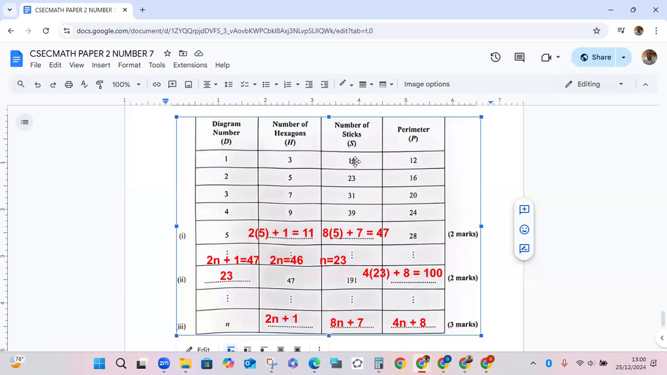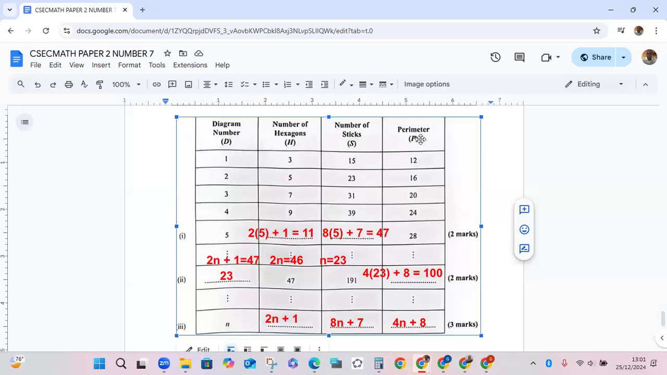For the number of sticks, you apply the same strategy. See if the difference is common. If it is common, then you can treat it as a gradient. 23 minus 15 is 8. 31 minus 23 is 8. 39 minus 31 is 8. So 8 can serve as the gradient. And to know where to begin with, you subtract 15 by that 8 to get 7. So therefore, the expression is 8n plus 7.